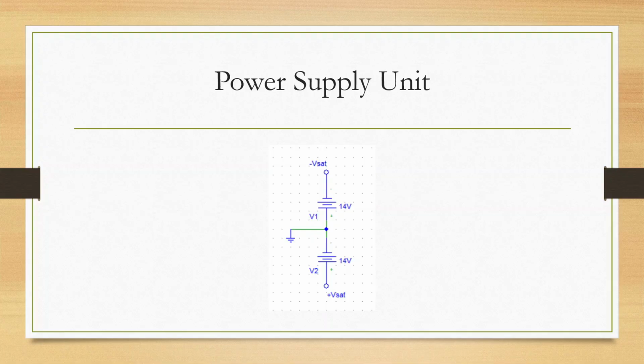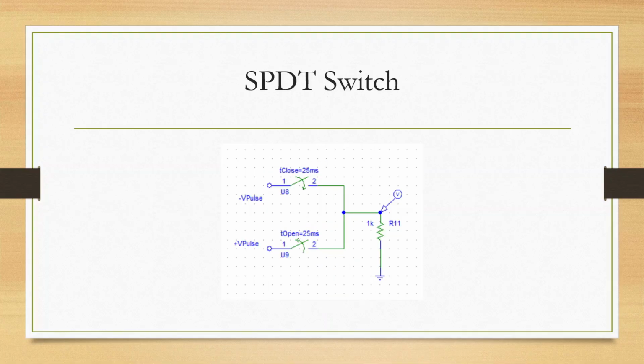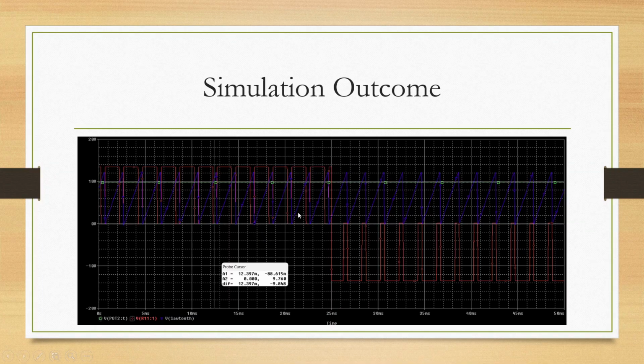Here is a power supply, and another one is the SPDT switch. Here we are using the minus PWM pulse and the plus PWM pulse to switch the direction of the DC motor as well as control the speed using the voltage. Now this is our simulation outcome in PSpice.